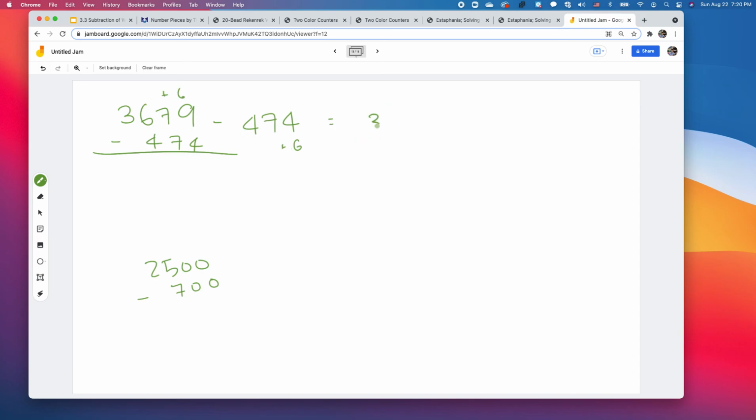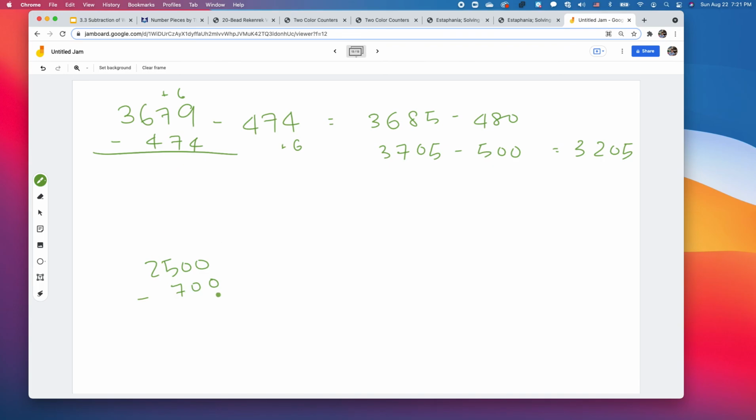So you have 3,685 minus 480. Is it better? Well, I still don't like it. Then you can just add 20 to it to make this 500. Then you can add 20 to this one as well. Then you can have 3,705 minus 500. Now it is easy, right? So take away 500 is 3,205. That's one strategy that I would use.